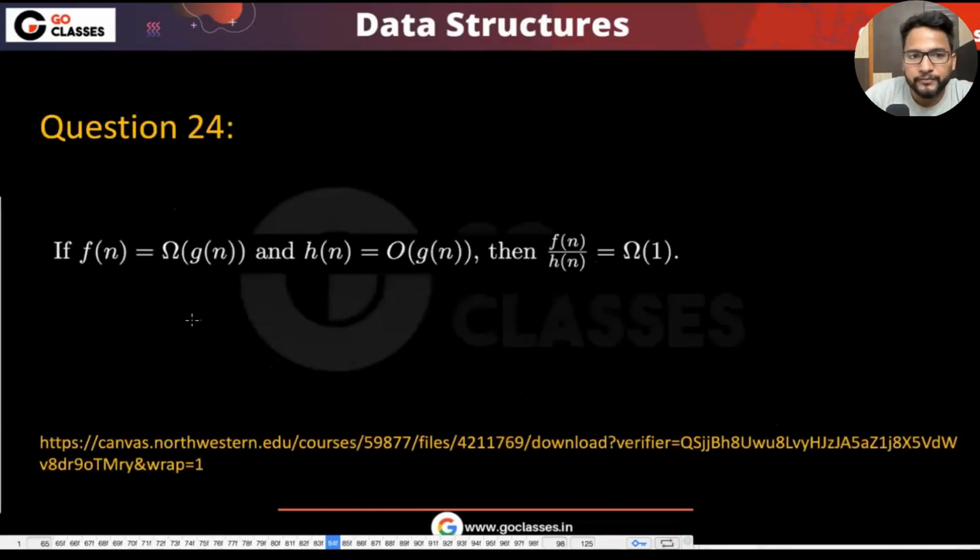Let's check this. This is saying that f(n) is less than or equal to g(n). This is saying h(n) is greater than or equal to g(n). Sorry, I have written it wrongly. Sorry about it. f(n) is greater than or equal to g(n), and h(n) is less than or equal to g(n).